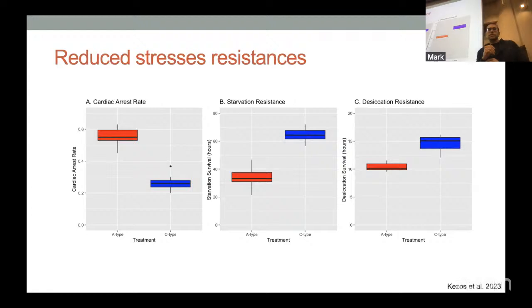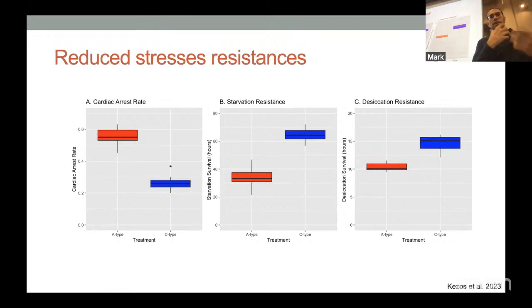And then we also have just general reduction in stress resistances between them, right? So some of the classic ones, this is looking at adult flies, or mature flies. So these are around 20 days old in both treatments. We have reduced starvation resistance, desiccation resistance.